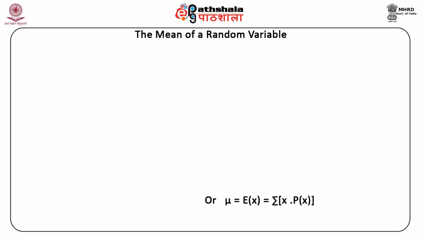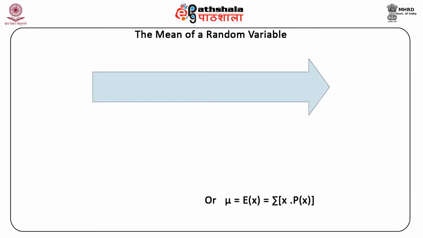The mean of a random variable. Expected value is an important measure in statistical analysis. It represents the arithmetic mean of a theoretical probability distribution and of its underlying population. In practice, the population mean is also denoted by the Greek symbol mu, read as mu.